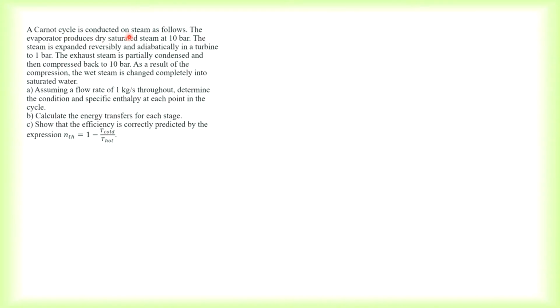The cycle is conducted on steam as follows. The evaporator, that means the boiler, produces dry saturated steam at 10 bar. So this will be your boiler pressure. Then the steam is expanded isentropically, or reversibly and adiabatically, in a turbine to 1 bar. So this would be the condenser pressure.